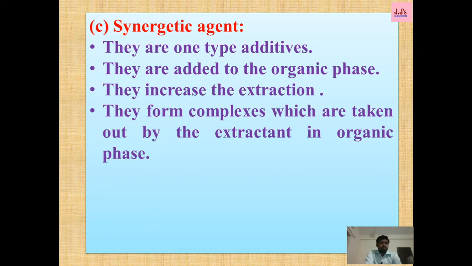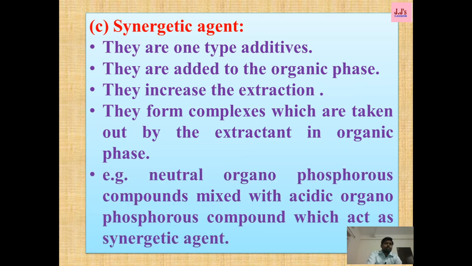They increase the extraction; they form complexes which are taken out by the extractant in the organic phase. Here it is also important: synergetic agents form the complexes and then that complex is extracted with the help of the extractants. For example, a neutral organophosphorus compound mixed with an acidic organophosphorus compound acts as a synergetic agent. That is the example of a synergetic agent.